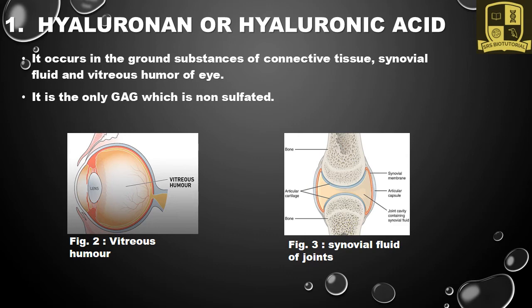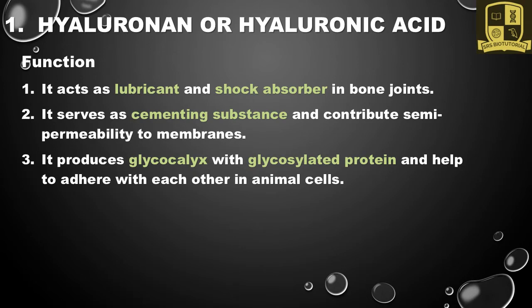Functions of hyaluronic acid. It acts as a lubricant and shock absorber in bone joints. It serves as a cementing substance and contributes semi-permeability to membranes. It produces glycocalyx with glycosylated protein and helps animal cells adhere to each other.